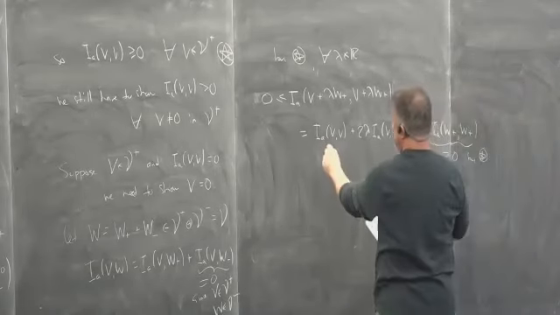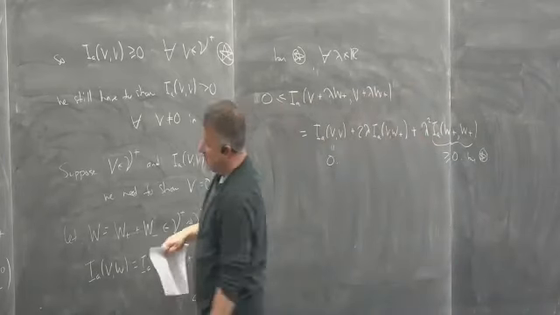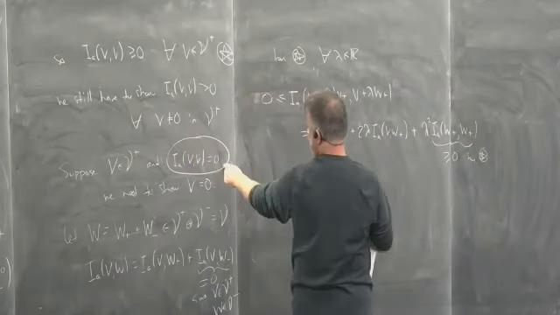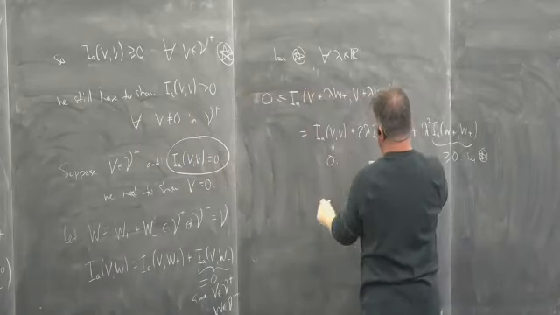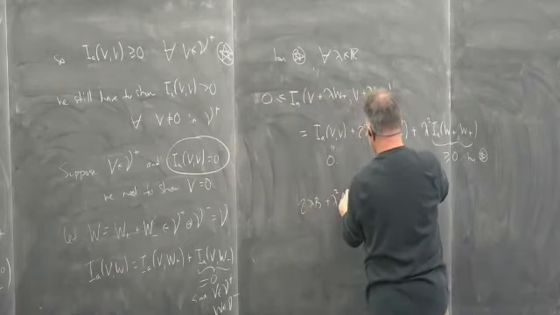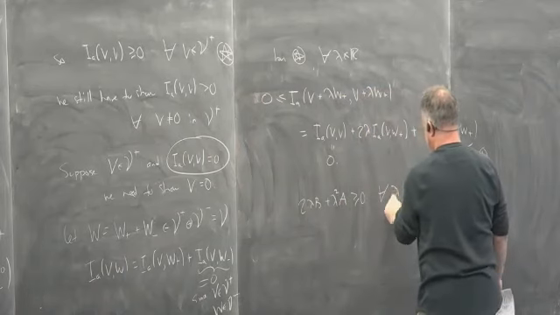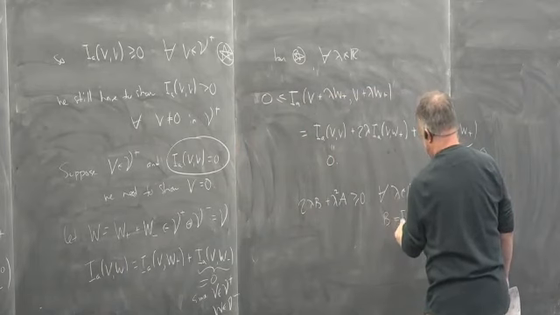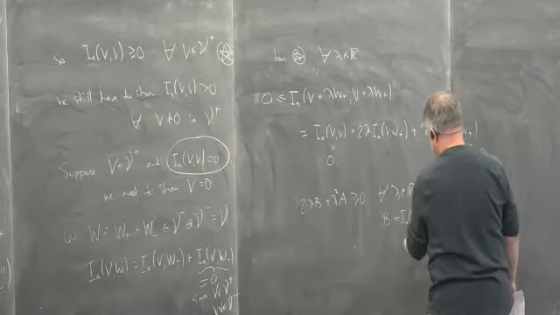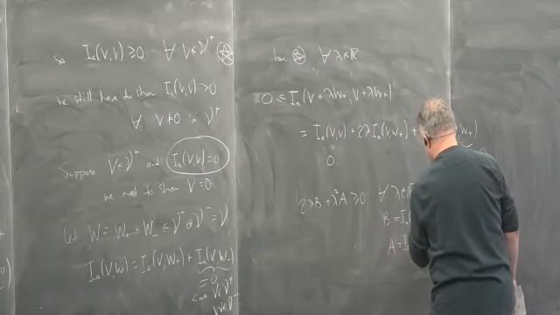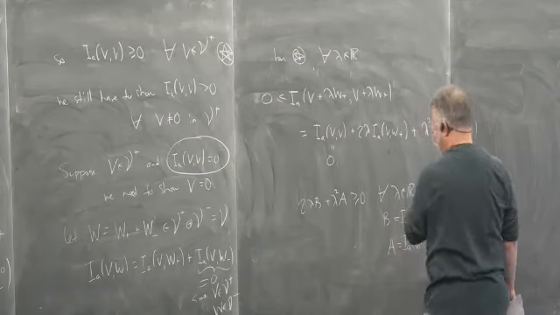Okay, so what do I have? And this one is 0 by hypothesis. Right, I'm assuming IA of VV is 0. So what do I have? I have 2 lambda B plus lambda squared A is greater than or equal to 0 for all real lambda, where B is IA of V, W plus, and A is IA of W plus, W plus, and this is at least 0.